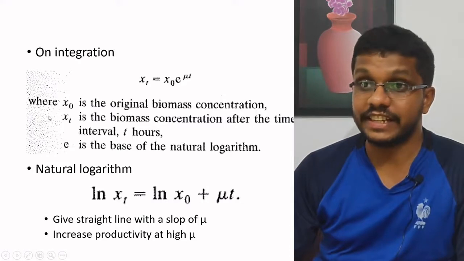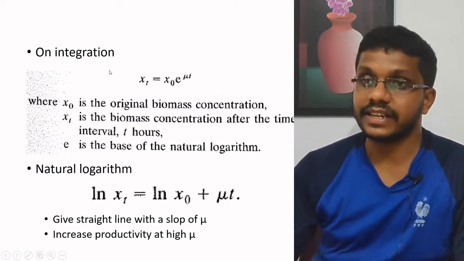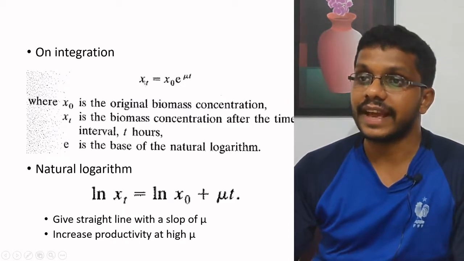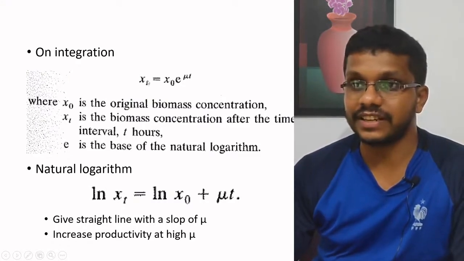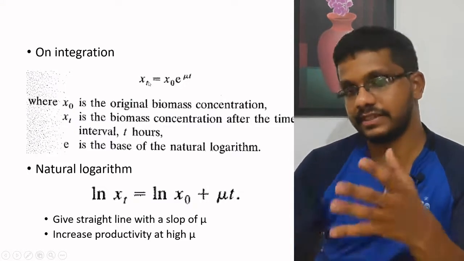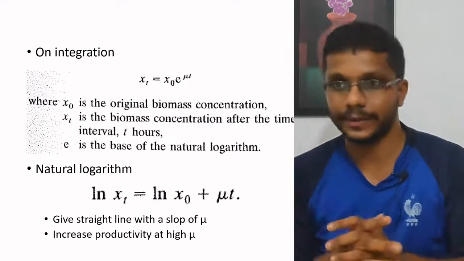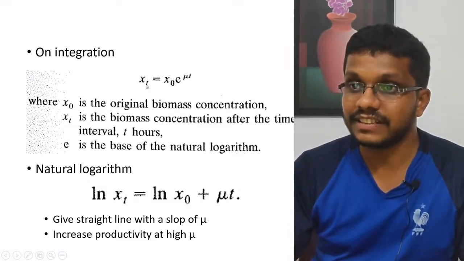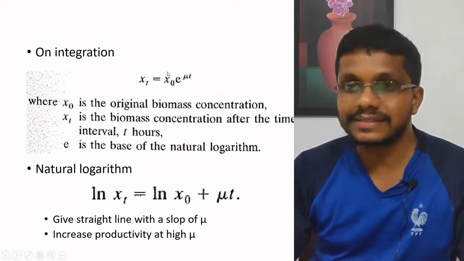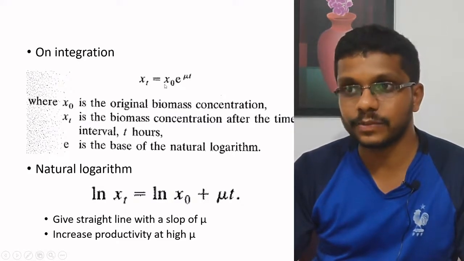So we can go for an integration of this equation. After integration, what we get is xt is equal to x0 e raised to mu t. Xt is the biomass concentration after t interval of time. If, let's say, the t interval is 1 hour, after 1 hour how much biomass increase has occurred? So xt is the biomass after t interval of time. X0 is the initial biomass. Before this time interval, how much was the biomass?